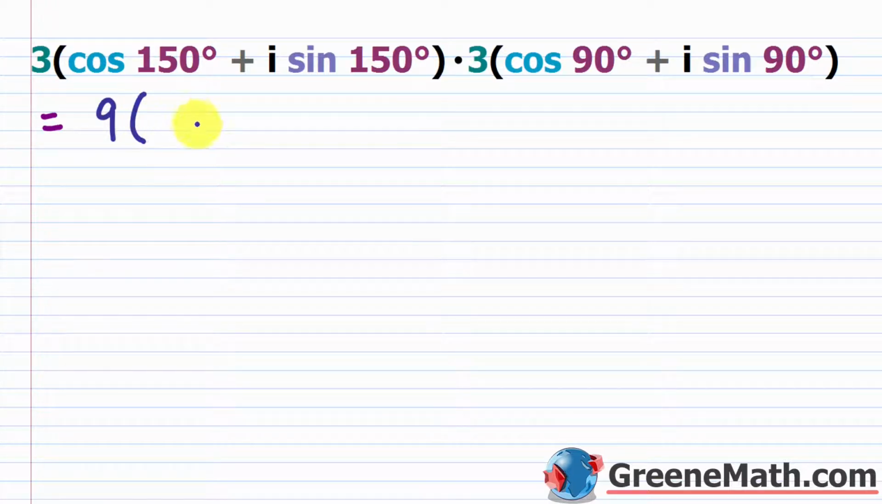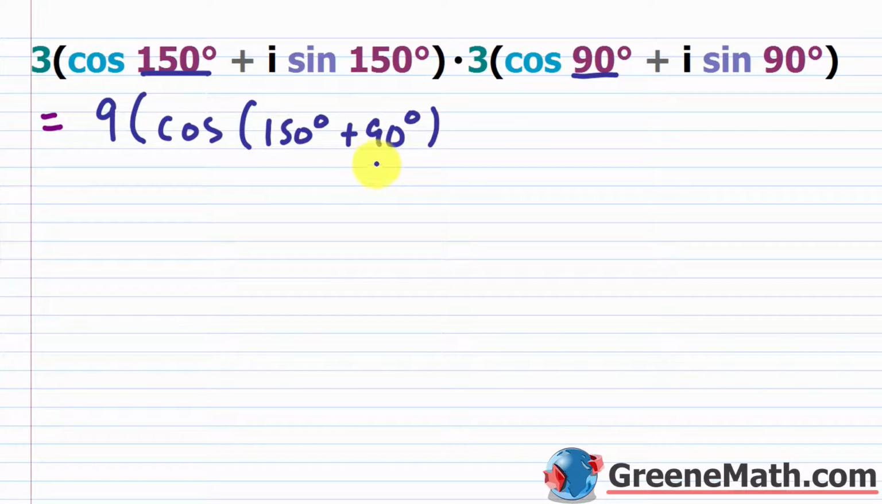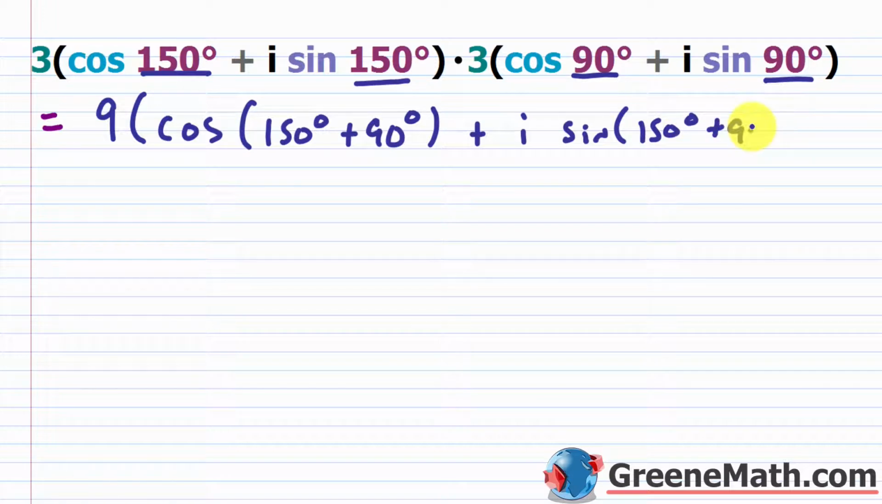And then I'm going to set this up. I'm going to go the cosine of, I'm going to add the arguments. So I'm going to add 150 degrees plus 90 degrees. That's all I want to do. So the cosine of 150 degrees plus 90 degrees, and then plus my I times the sine of, it's the same thing, just adding the arguments, so 150 degrees plus 90 degrees.